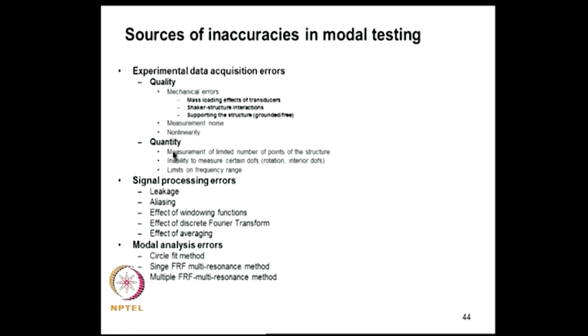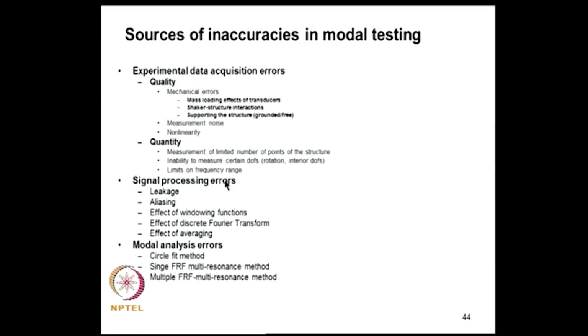Then, again in experimental work, the number of sensors is limited. So, measurement is of a limited number of points on the structure, and certain degrees of freedom may not be possible to measure, like rotation and interior degrees of freedom. The sensing technology is improving with many things becoming possible, but still there are limitations. Then there are limits on frequency range.